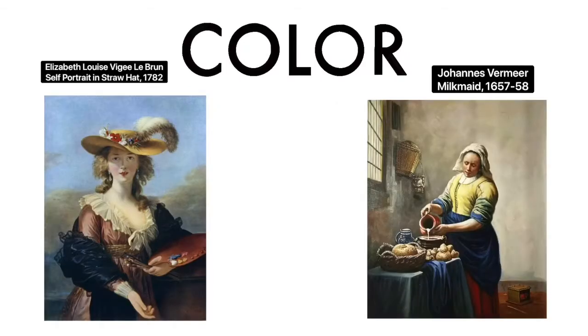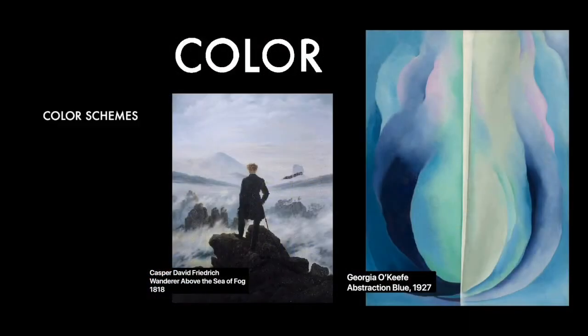Here are some examples of color in paintings. These 2 paintings in particular show a variation of primary colors, red, yellow, and blue, in both the women's clothing. With colors, there are also color schemes. These are combinations of colors that harmonize together in the artwork.